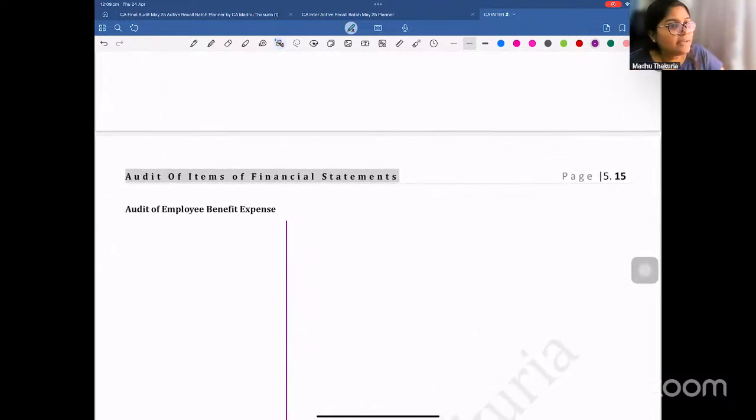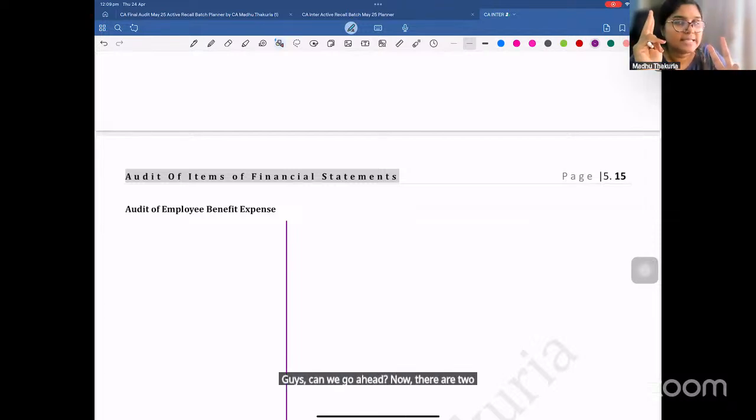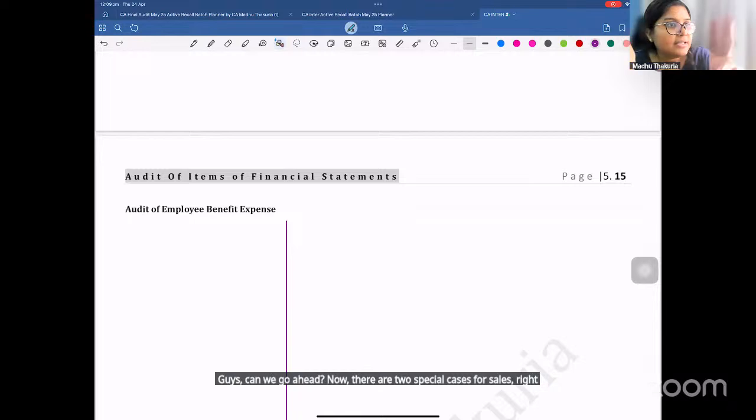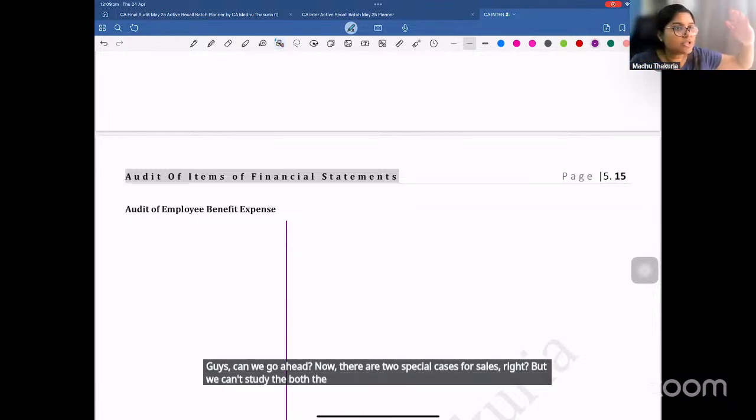Guys, can we go ahead? Now, there are two special cases for sales, but we can't study both points together. So keep the general procedure in mind today. Revise chapter 5, the items of sales of product and services, again at night, and then tomorrow when we meet we'll do the two special points.